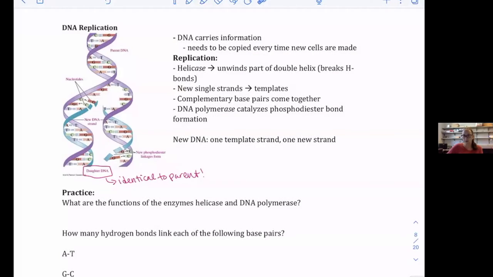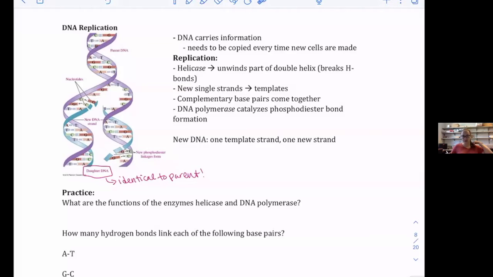Okay, so our bodies have a finite amount of DNA, so we need a way to replicate our DNA. And so DNA carries our genetic information, as you guys probably already know. It needs to be copied every single time a new cell is made.